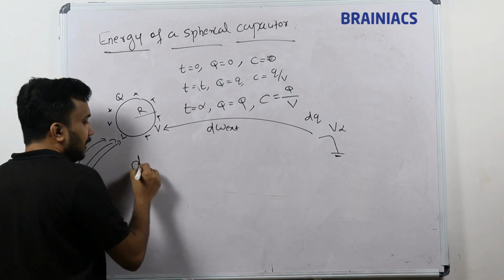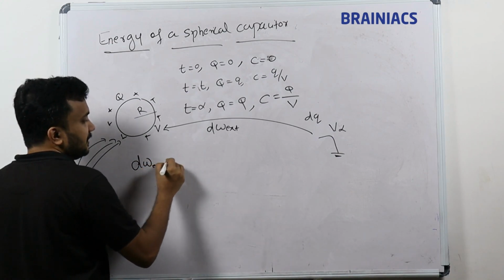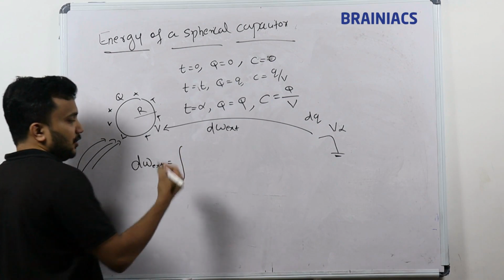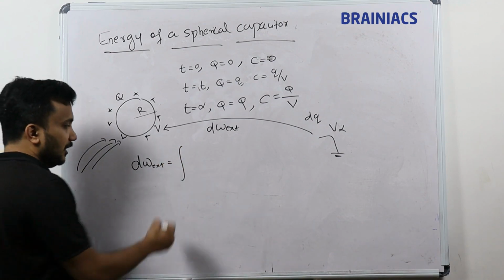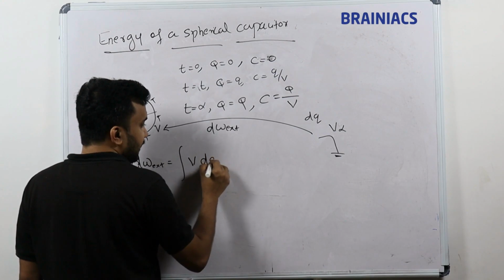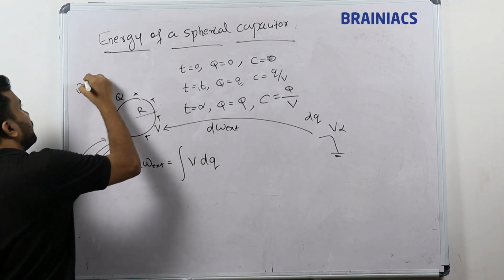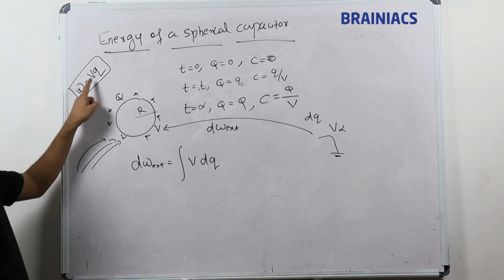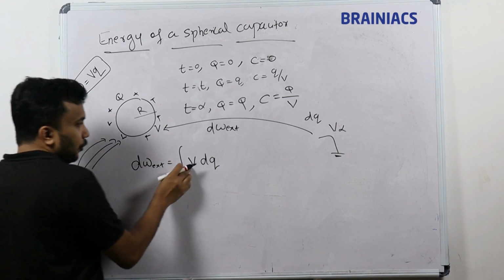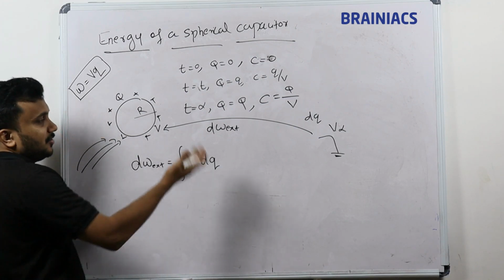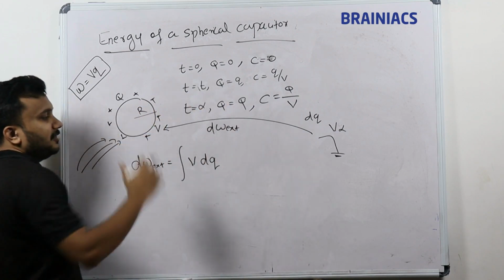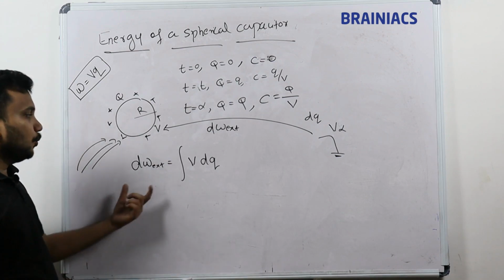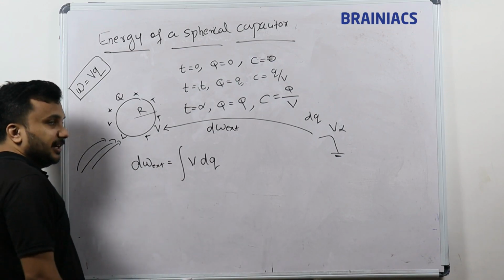So we know dW external is equal to the integral of V dq. We have already learned this equation, W is equal to VQ. This is the relation connecting voltage and potential. Here the voltage and the charge you are bringing from one point to another, which means from infinity to this point. So the work done is equal to V dq.